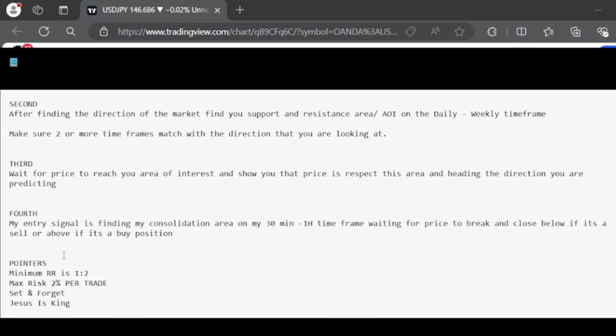And just a couple of pointers. My minimum RR is 1 to 2. I used to push a 1 to 3 minimum, but I realized that I used to miss a lot of trades running a 1 to 3 risk to reward ratio. So now I push for a 1 to 2.